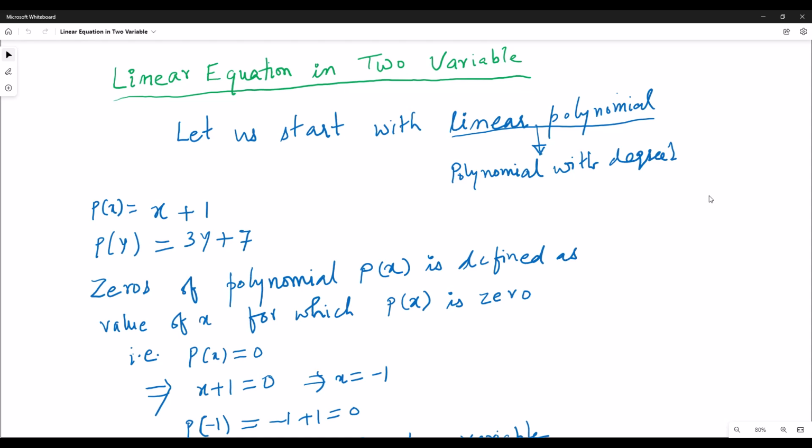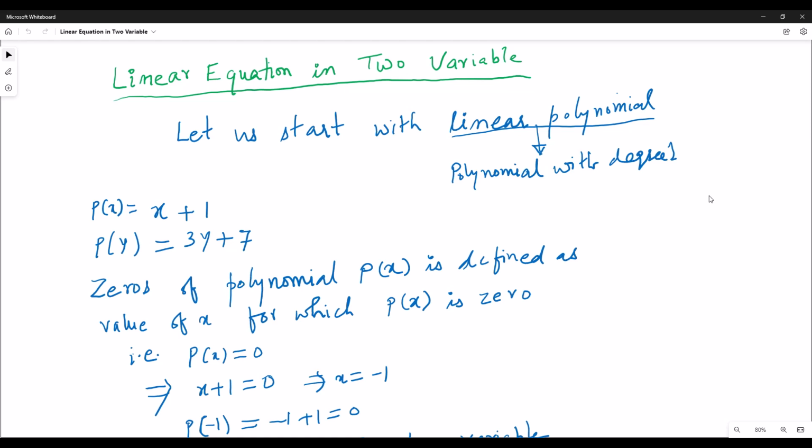Let us start with linear polynomial. So linear polynomial is polynomial with degree 1, right? If you remember from the chapter polynomial, linear polynomial is polynomial with degree 1. It doesn't talk about the number of variables. The variables can be many of them, like 2 variable, 3 variable, 4 variable. It can be any variable, but if degree is 1, then it is linear polynomial, and degree is 1 means the maximum exponent is 1.